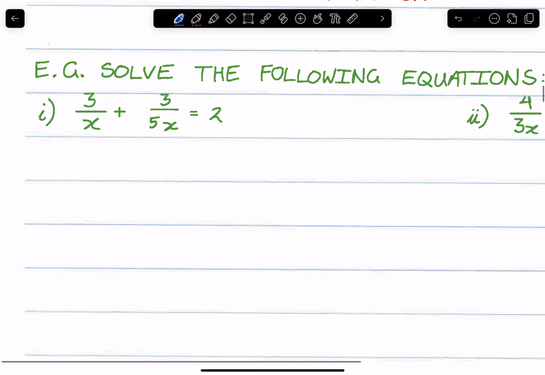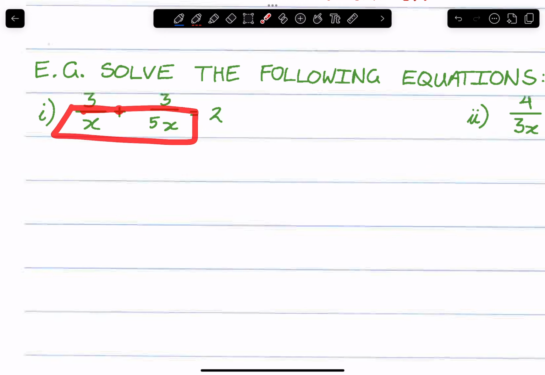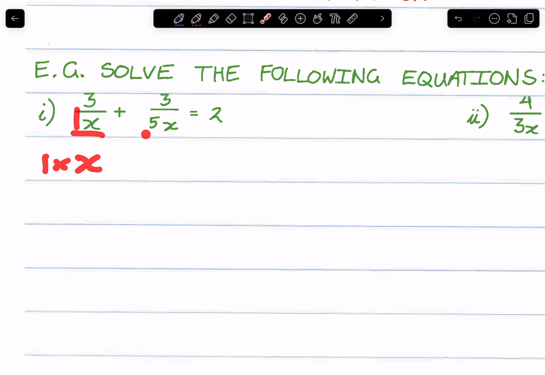For these ones, we need to identify the lowest common multiple between x and 5x. This becomes a little bit more difficult. So think of this as 1x, so it's 1 times x, and this one as 5 times x. Notice how both these numbers already have x. So this number, 1x, requires a multiple of 5. So the lowest common multiple between these is going to be 5x. Likewise, this is going to be over a denominator of 1.